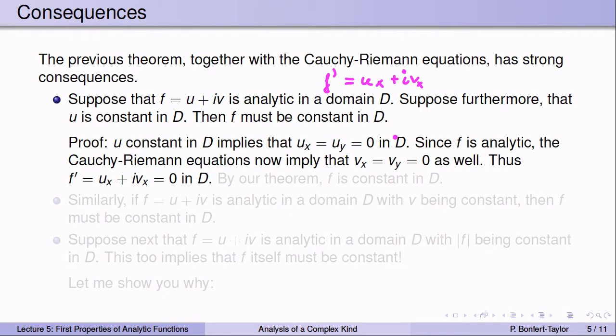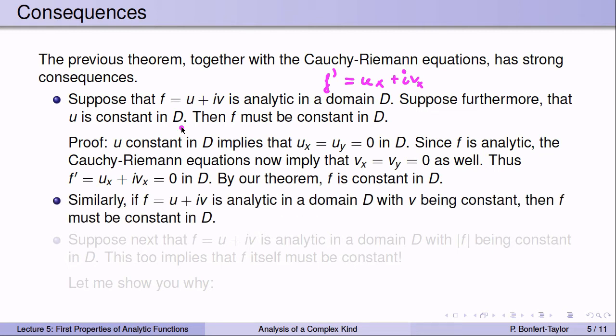But the previous theorem shows that f then must be constant. So the Cauchy-Riemann equations strongly correlate the real part and the imaginary part of an analytic function with each other. They're not independent. You cannot pick u to be constant and then have any choice on what to do with v. Once you pick u to be constant, v has no more choices left. Similarly, if f is an analytic function in a domain and v is constant, so the imaginary part is constant, then f must be constant in D as well.